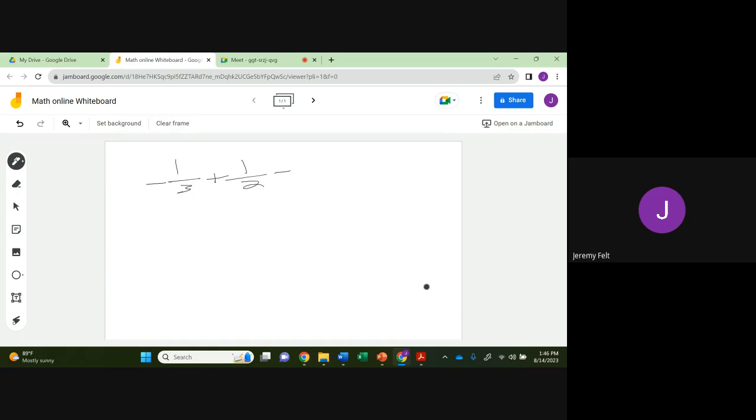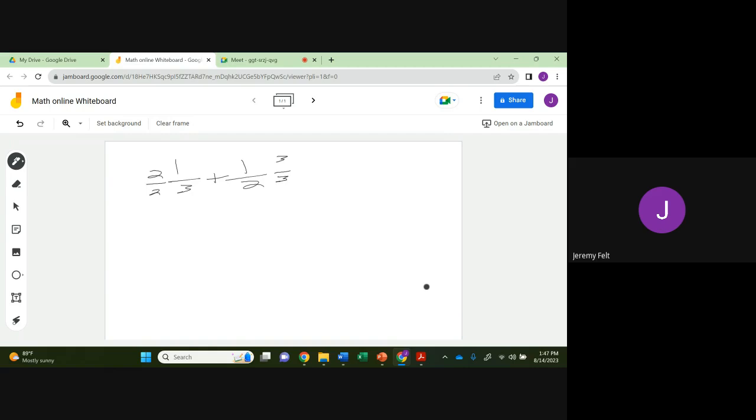When we multiply these fractions, we're multiplying it by a fraction that's equivalent to 1. So 3 times 2 is 6. So I'm multiplying top and bottom by 2, because 2 over 2 is still just 1. So we're not changing the value of the fraction. We're just renaming it so that it has common denominators. And 2 times 3 is 6.